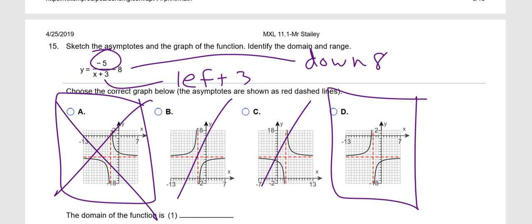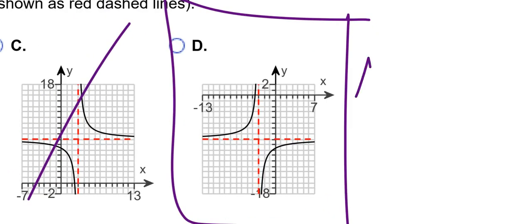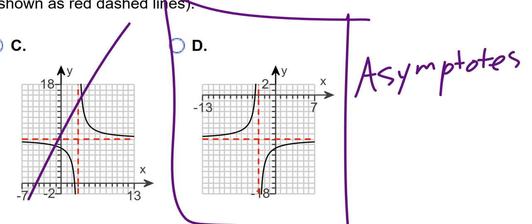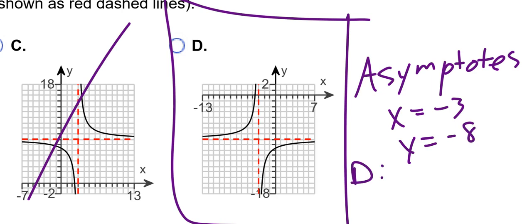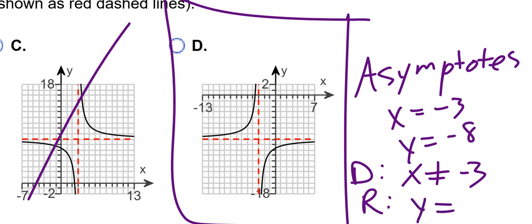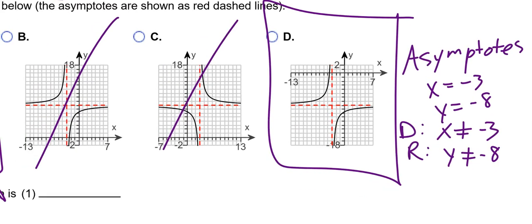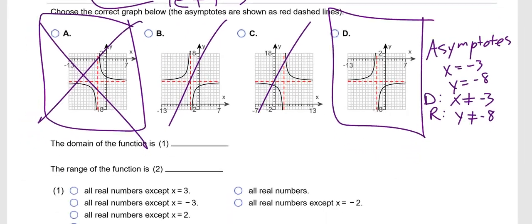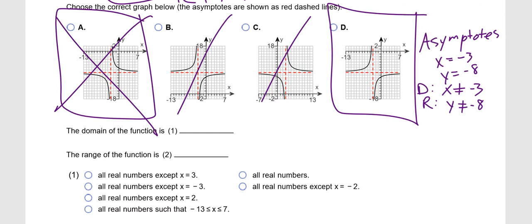What are the asymptotes? You're ahead of me. X equals negative 3 and Y equals negative 8. How about my domain? X does not equal negative 3 and the range does not equal negative 8. And I think you were reading the multiple choice answers, which is completely fine. You do need to be able to read those multiple choice answers.